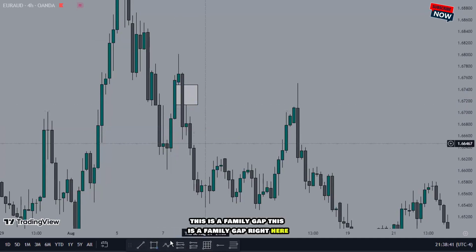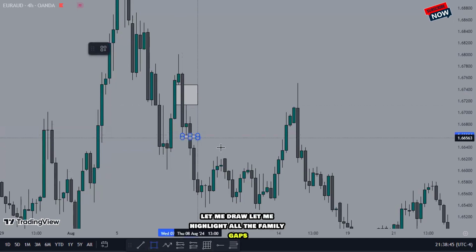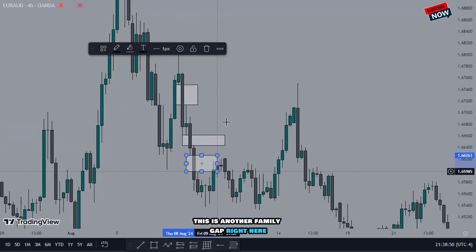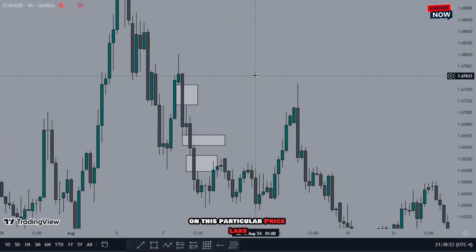This is a fair value gap right here. Let me highlight all the fair value gaps. That's a fair value gap. This is another fair value gap right here. Now we have three fair value gaps on this particular price leg.